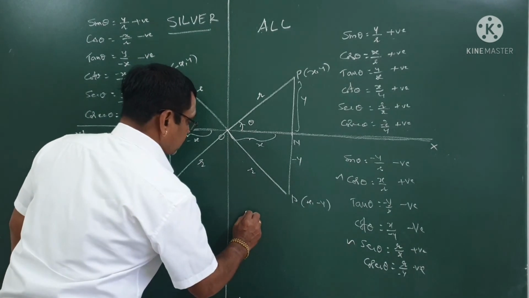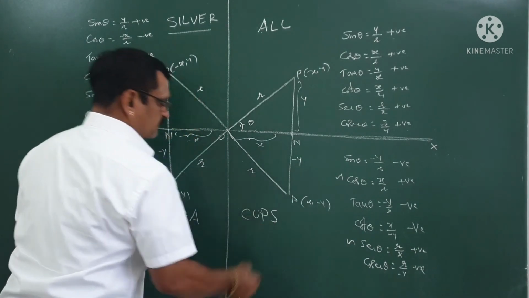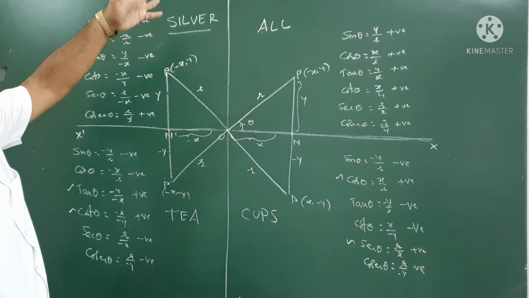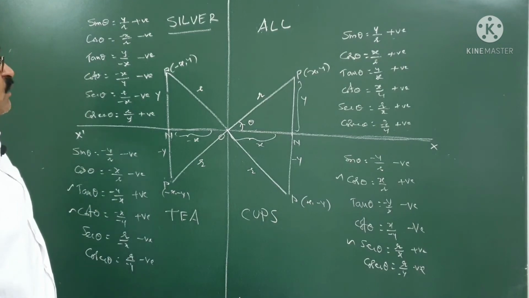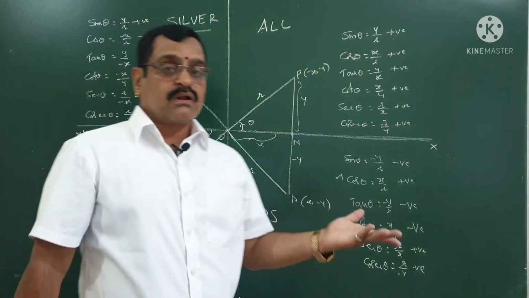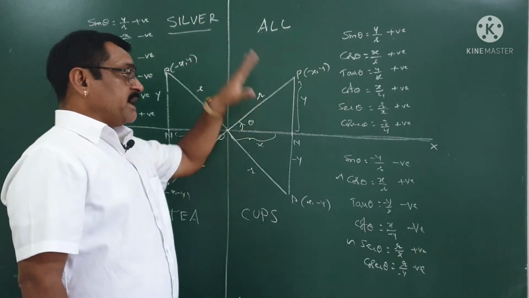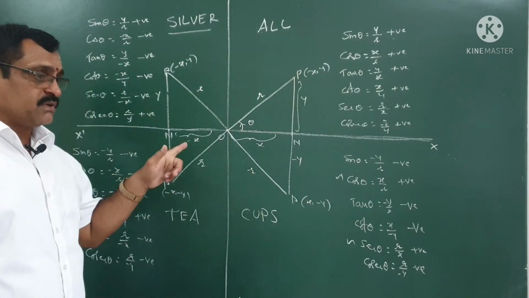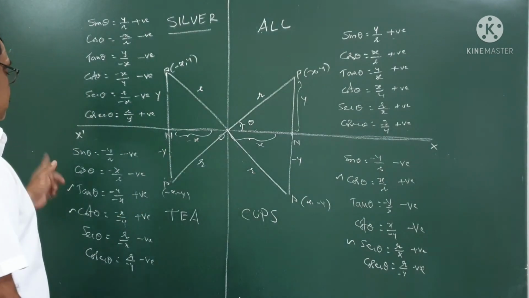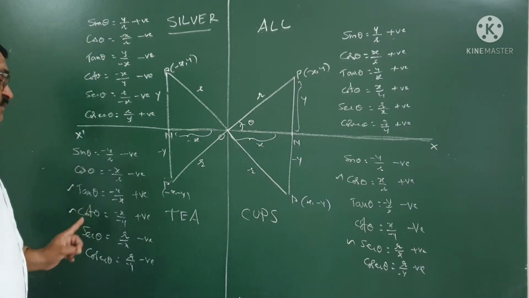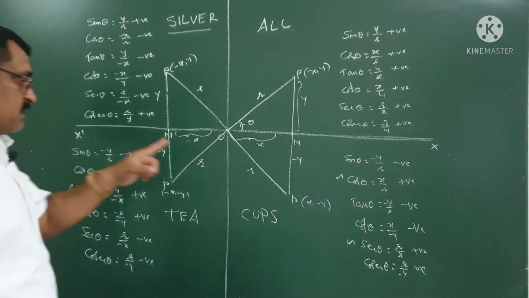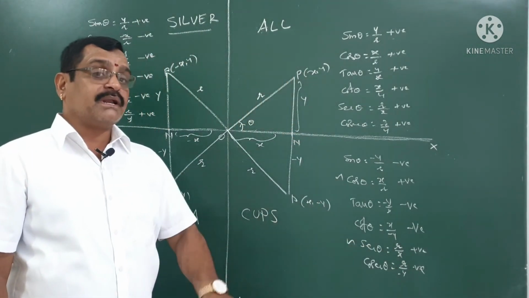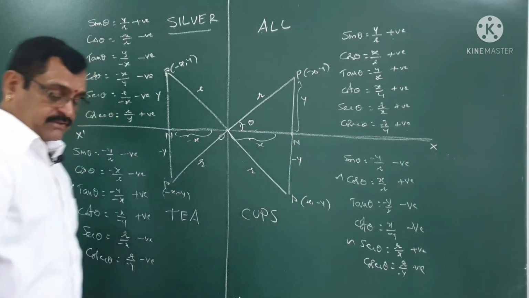So it is denoted by the cups. So if you remember this phrase, All Silver Tea Cups, very easily you can recall whether the ratio is positive or not. So I repeat, in the first quadrant all are positive. In the second quadrant, sine and its reciprocal are positive, remaining are negative. In the third quadrant, tan and cot are positive, remaining are negative. In the fourth quadrant, cos and its reciprocal secant theta are positive, remaining are negative. Please take it.